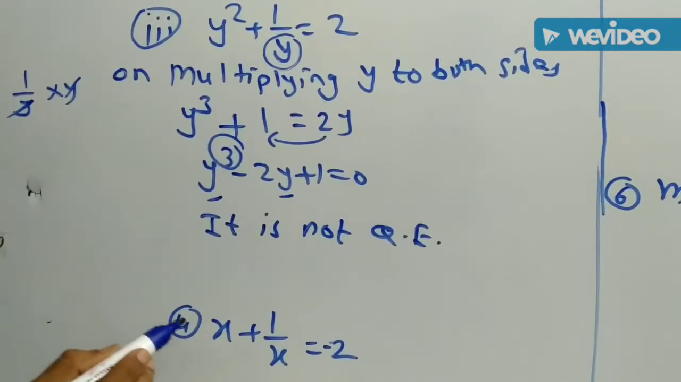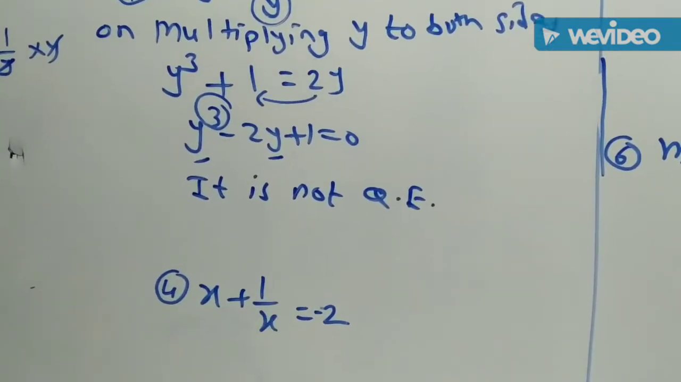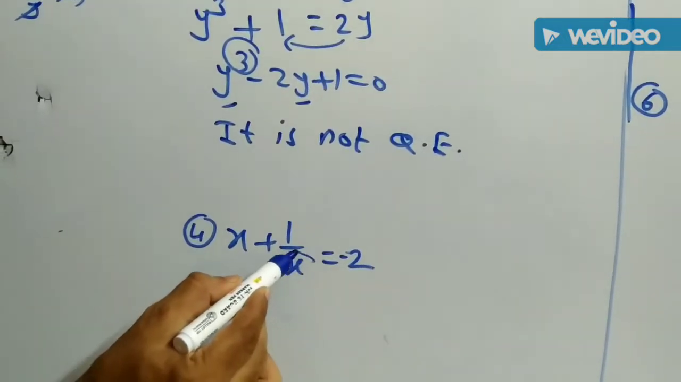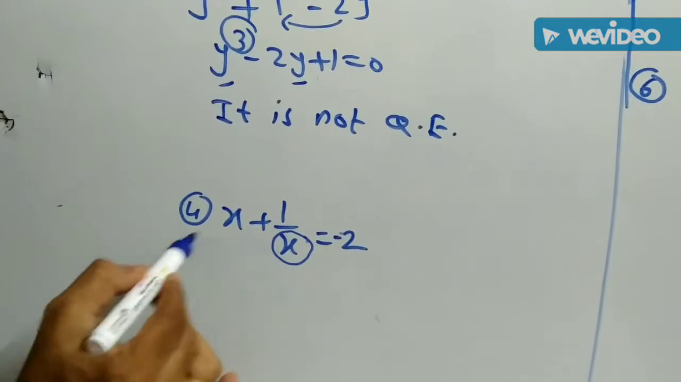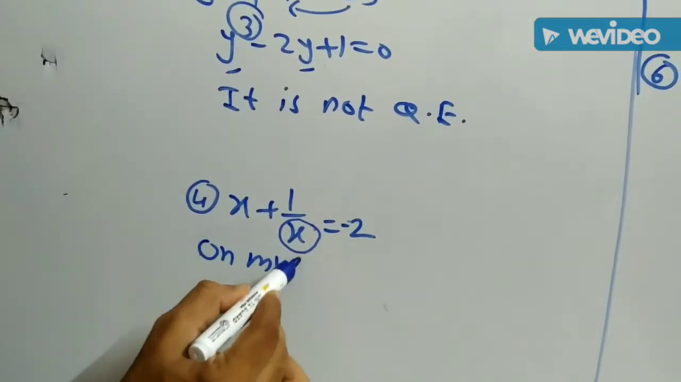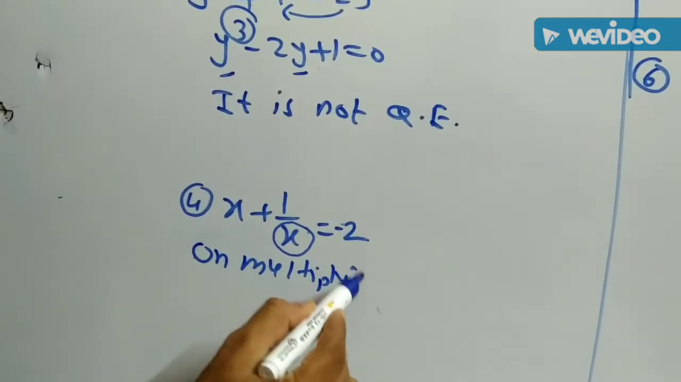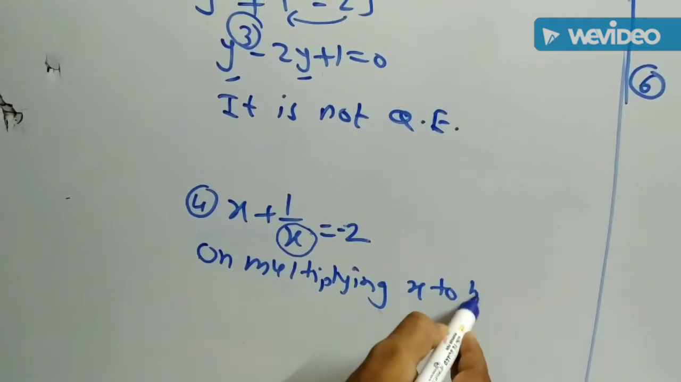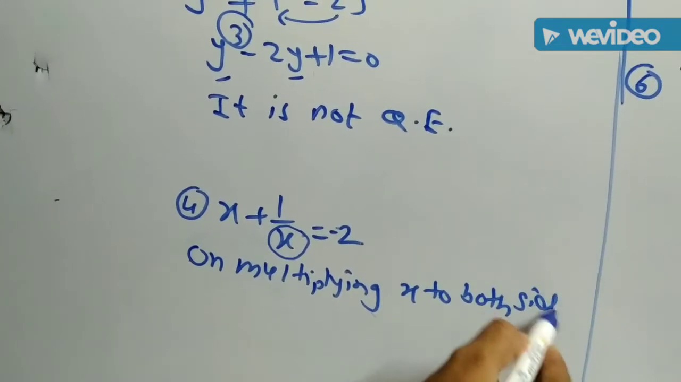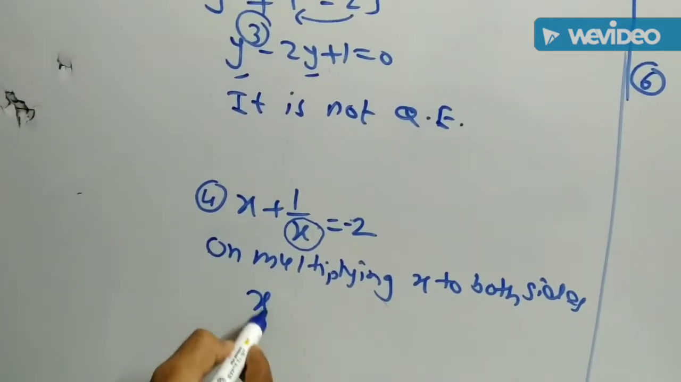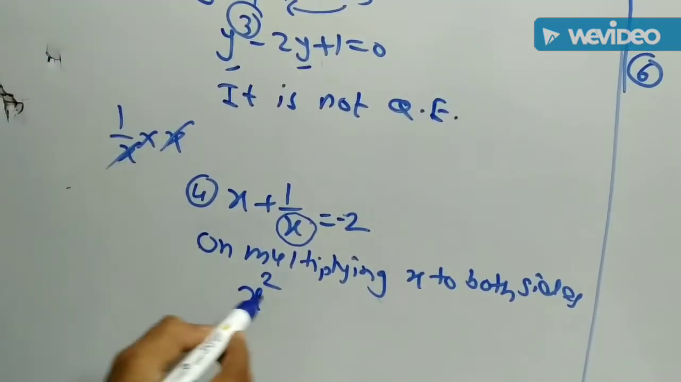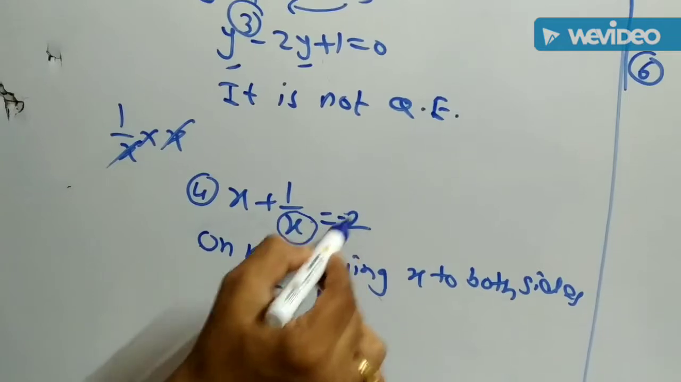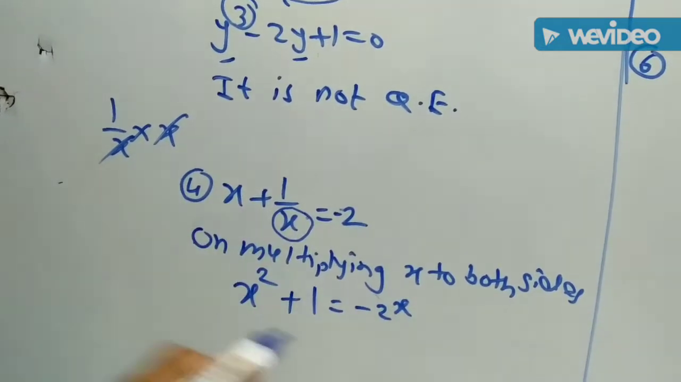Similarly, fourth example, x plus 1 upon x is equal to minus 2. Again, to write it in standard form, this division by x gets converted to multiplication. For that, we again multiply. On multiplying x to both sides, we get x into x, x square, 1 upon x into x, x gets cancelled, remaining is 1, minus 2 into x, minus 2x.